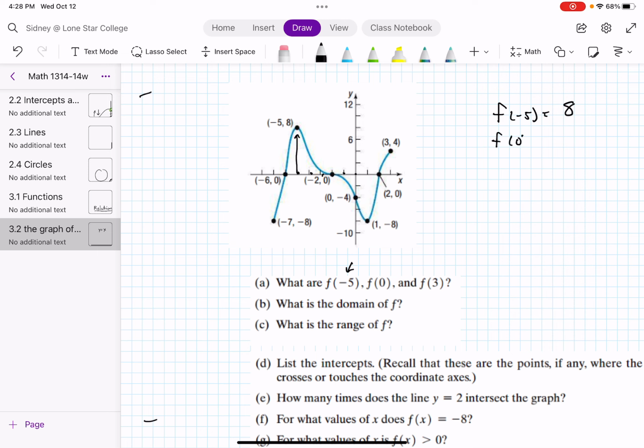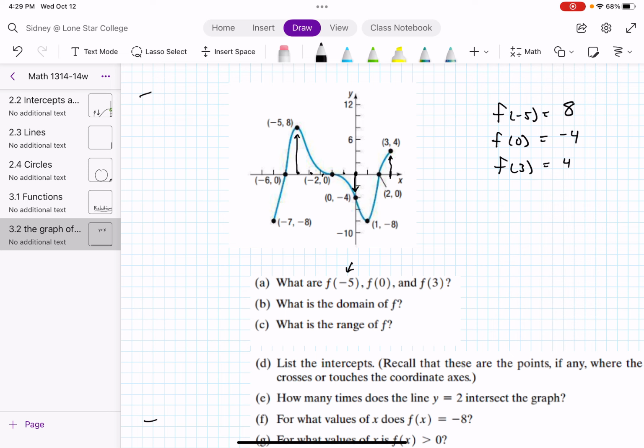Similarly, f of 0, we go to 0 on the x-axis, which is right here. And we see, where is this function when x equals 0? And you'll notice in this case it's down here, it's -4. And lastly, f of 3. We go to 3 on the x-axis, and in this case we look up to see where this function is, and it is +4. So we can look in the same way we do with equations, where we plug in a value into an equation to see the output. Here it is a visual. You look and see what is the y value that corresponds to a particular x value.